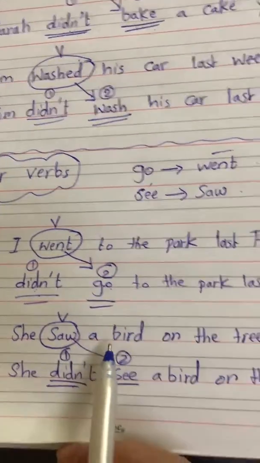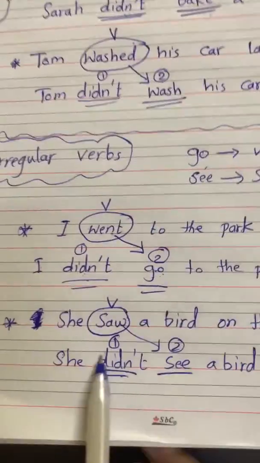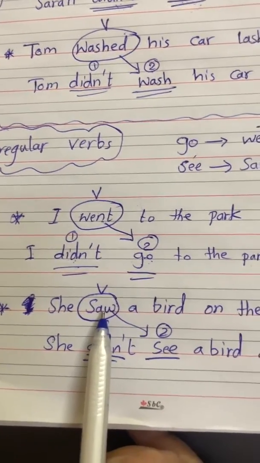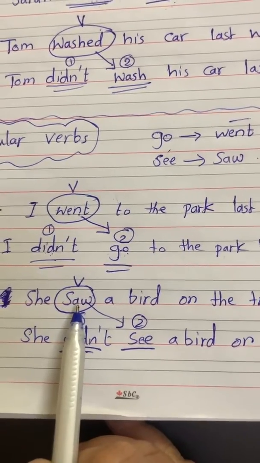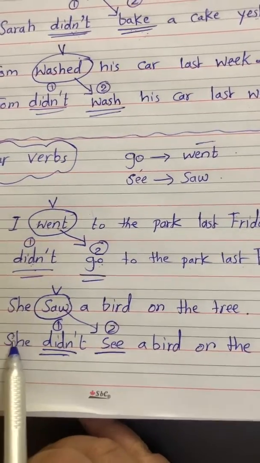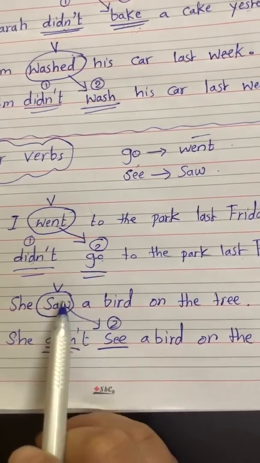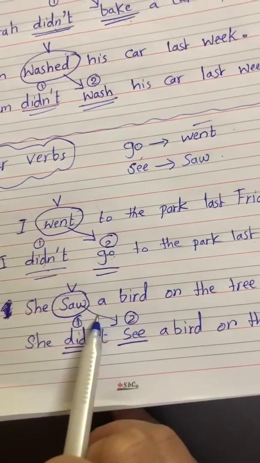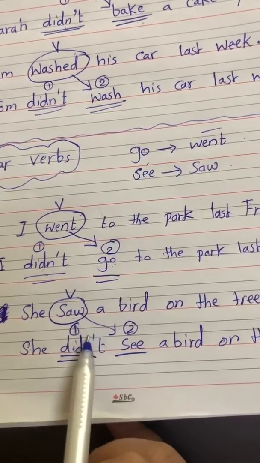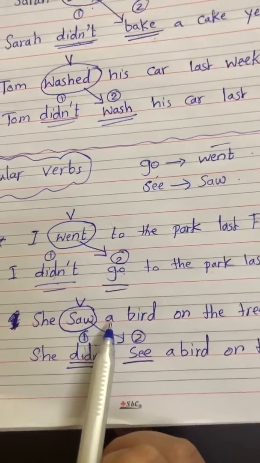She saw a bird on the tree. Here is the verb saw. How can I change this sentence into negative form? I will write she the same, then write didn't. This is step number 1. Then here the verb. What should I do with the verb? Tell me. Yes, I will not write saw because didn't is in past and saw is in past. I cannot put two pasts in the sentence.